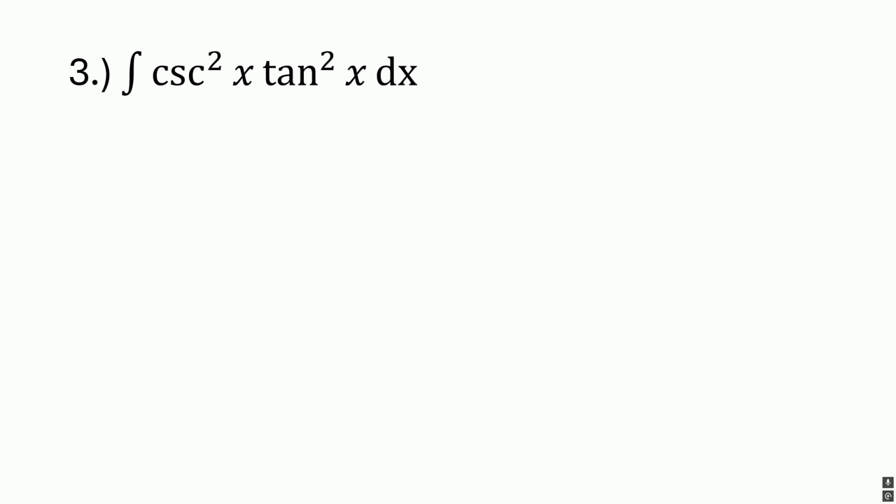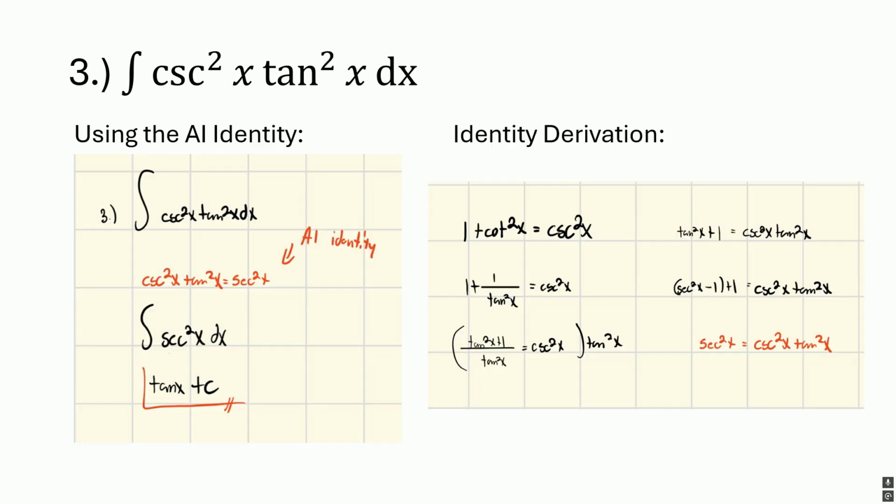Okay, so for the next one, ito yung last, is the integral of cosecant squared x tan squared x dx. So, using the AI identity, cosecant squared x tan squared x ay equal lang pala kay secant squared x, which has a basic formula, which is tan x plus c. So, yung paano nakuha yung AI identity na ito, ginamit ko rin yung Pythagorean identity na 1 plus cot squared x equals cosecant squared x. Binaliktad ko si cot squared x, minultiply ko, same process. Tapos, algebraic manipulation hanggang sa nakuha ko tong identity na ito.